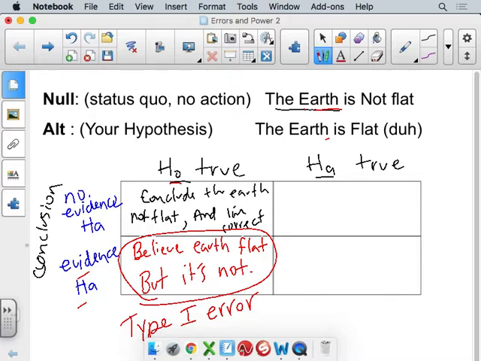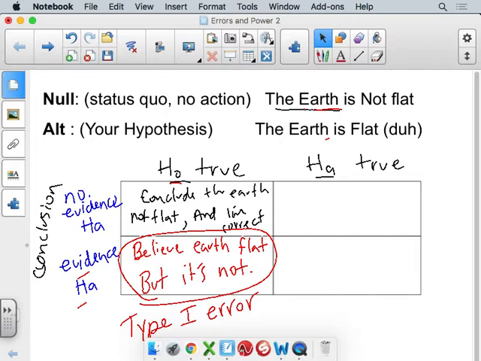So a type 1 error is when you think you have evidence for the alternative, but you were wrong. It turns out later on you find out you're wrong. So in my coin flip, this would be like, I thought the coin was unfair, but it turns out it was a fair coin.